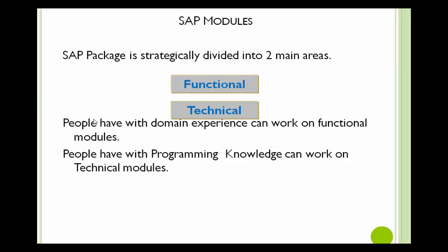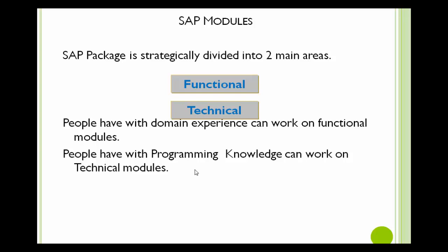When you talk about SAP modules, the SAP package is strategically divided into 2 main areas: functional and technical. People with domain experience can work directly on a functional module. A domain means core industry experience is required. For example, a salesperson knows better how to sell the product. Core industry domain is required to choose functional because you have to convey to the people how to configure in your SAP.